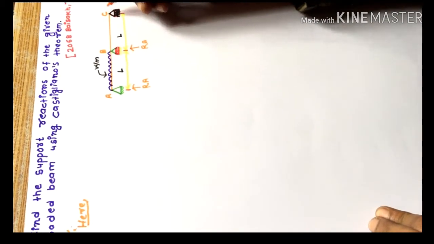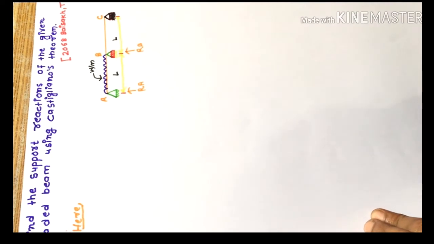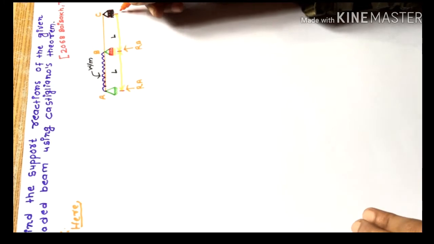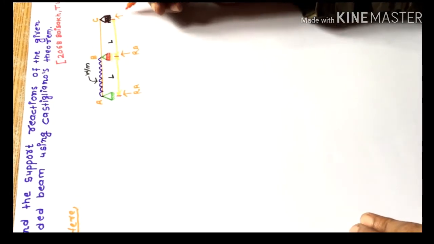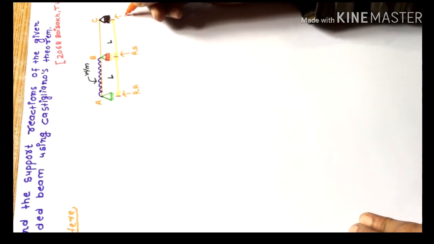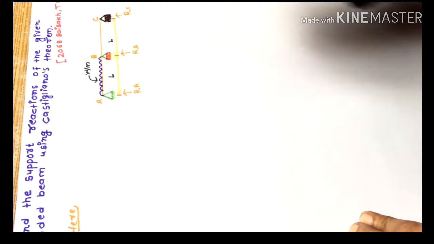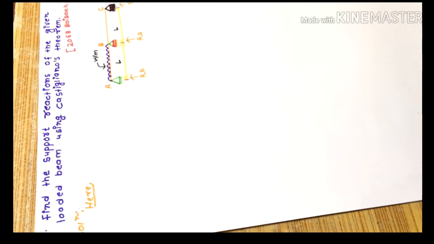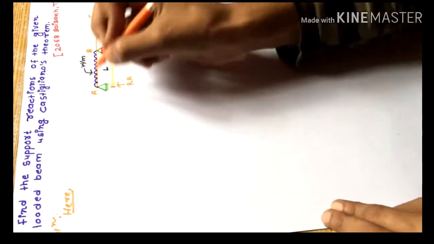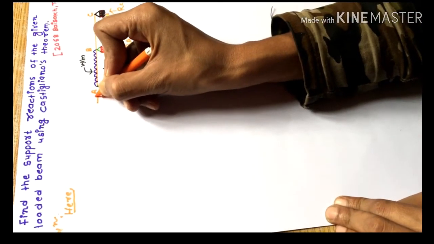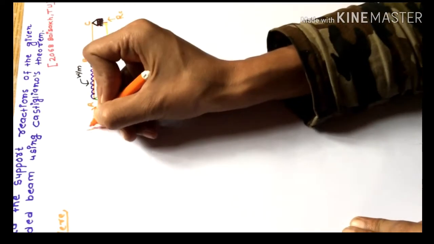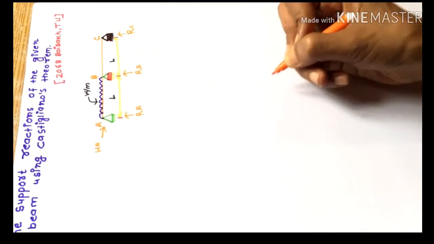Also at C there is a roller support, and only one vertical reaction acts. Let it be RC. Next, what we have to calculate in this figure: in this beam we can see the hinge support, and there also acts a horizontal reaction, which at last becomes 0. Let HA be the horizontal reaction.